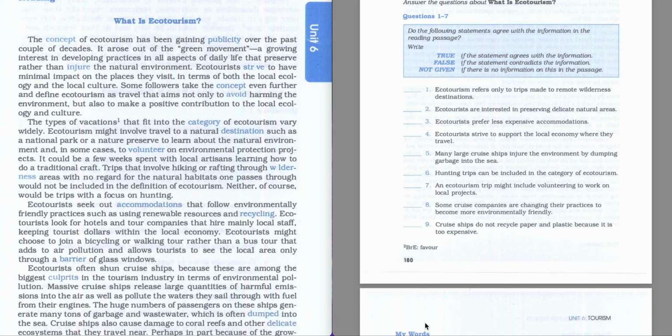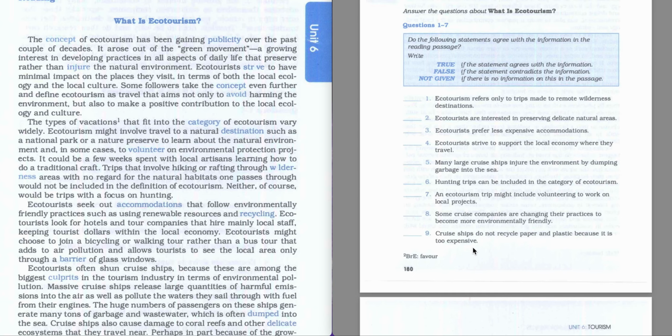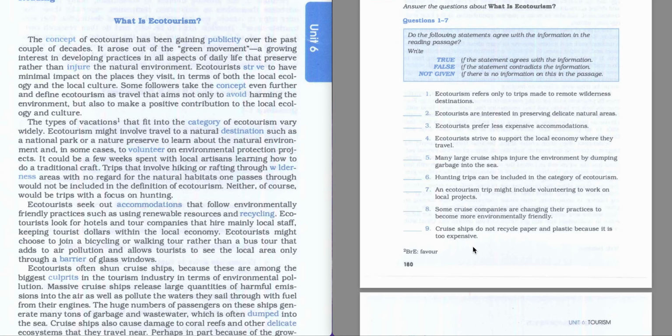Hello, today we're going to proceed with Barron's Essential Words for IELTS, Unit 6, Text 2. On the left hand side, we have a text which is called What Is Ecotourism. On the right hand side, we have the task related to this text. Answer the questions about what is ecotourism.